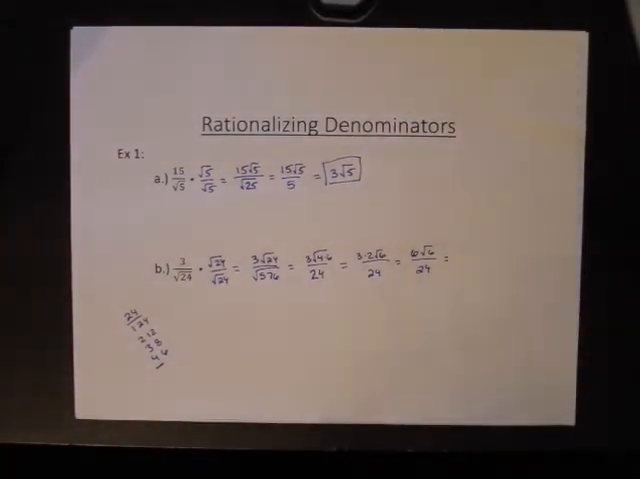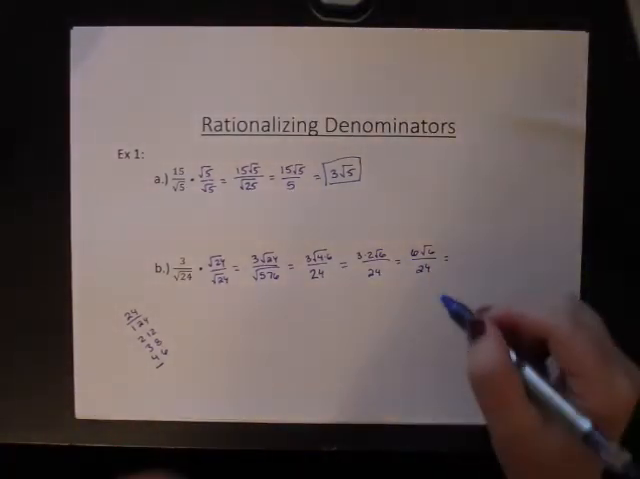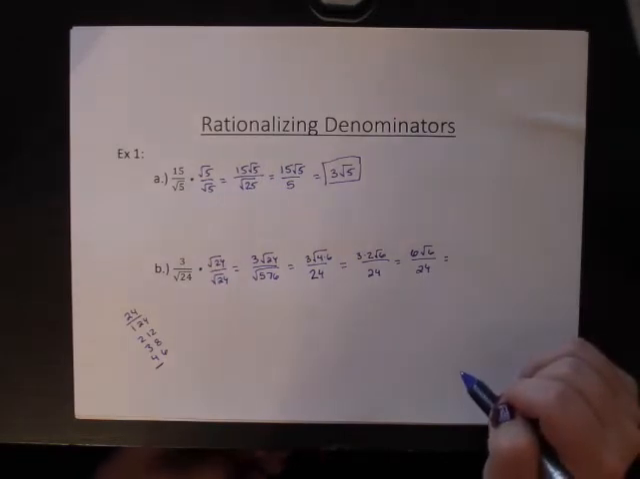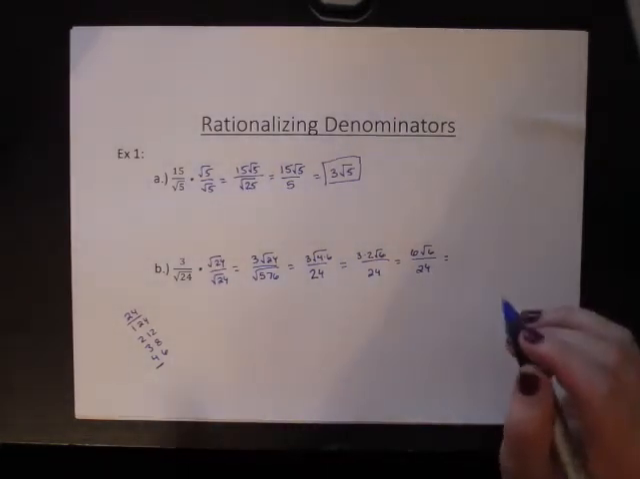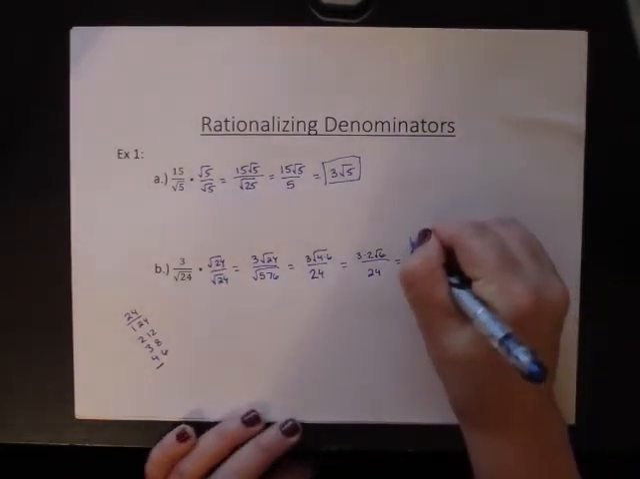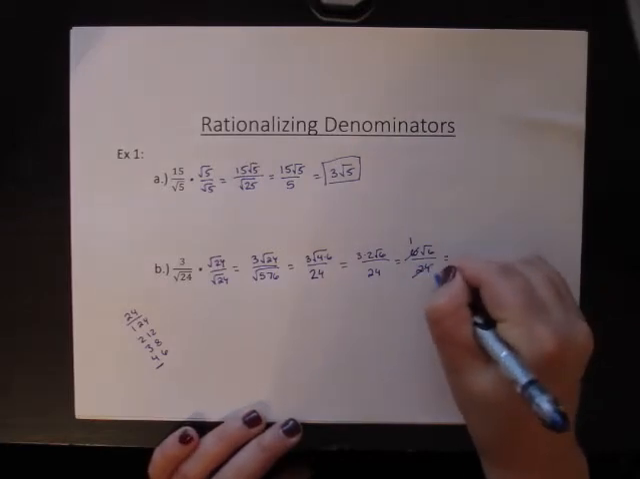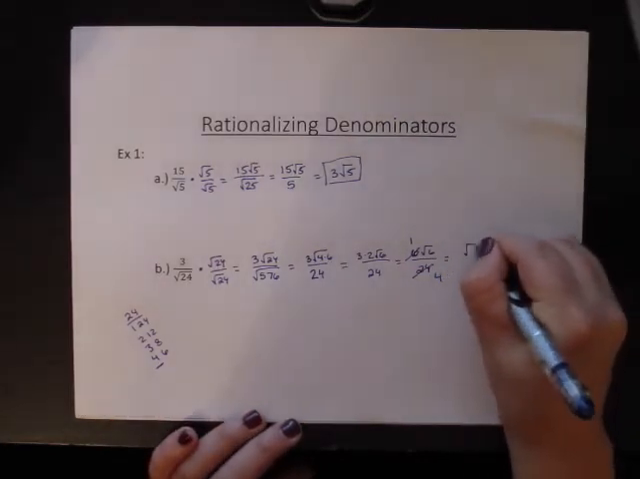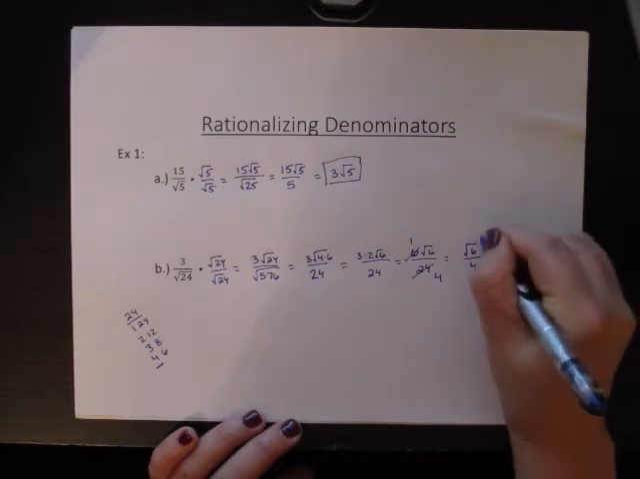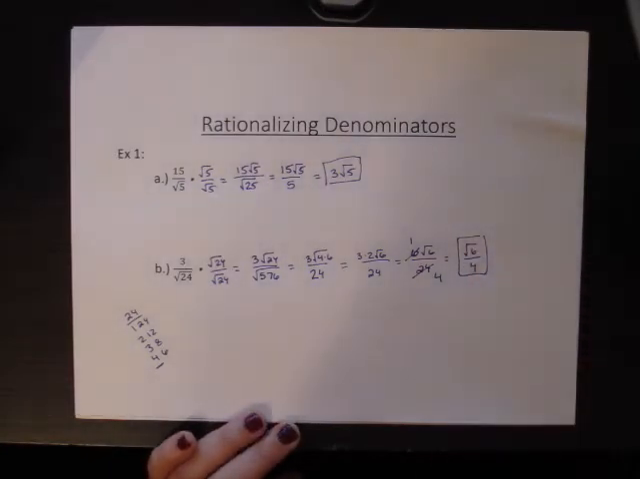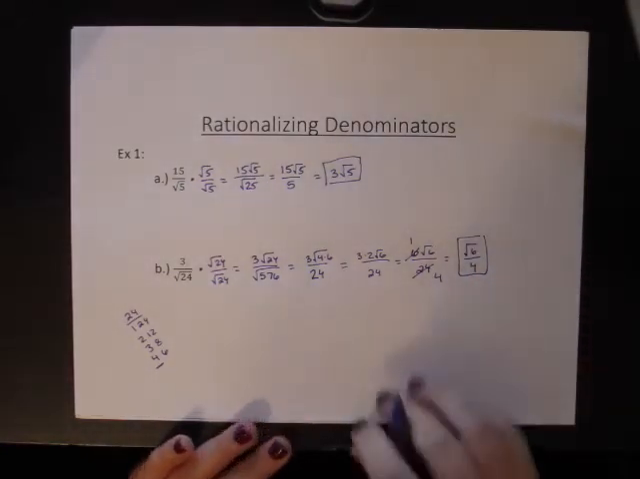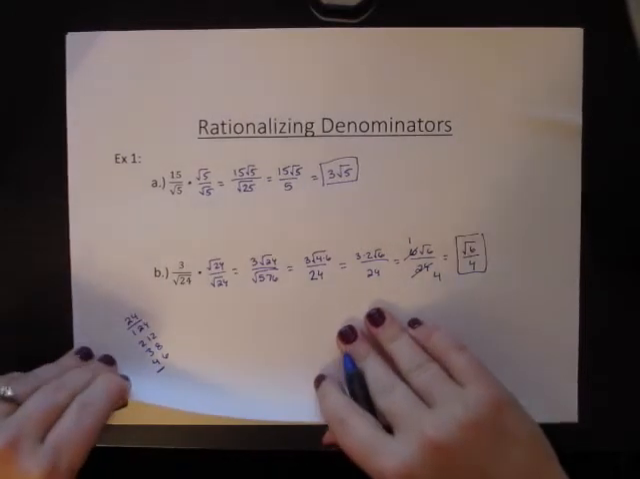Now again, I can simplify that a little bit. If I've got 6 over 24, what goes into both 6 and 24 is 6. So 6 divided by 6 is 1, and 24 divided by 6 is 4. So my final answer is going to be the square root of 6 over 4. And that is as far as you can take it. Alright, let's try a couple more.